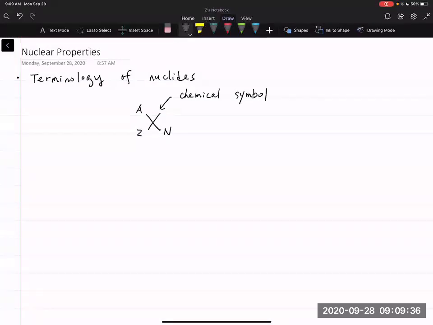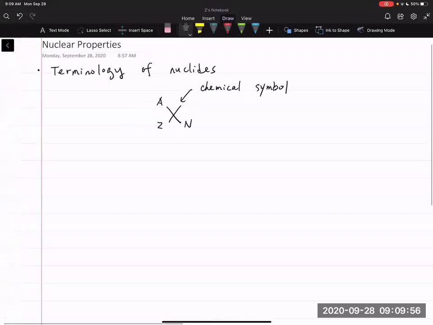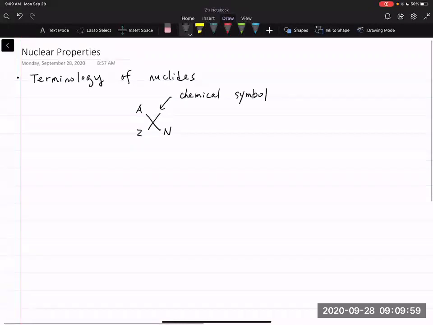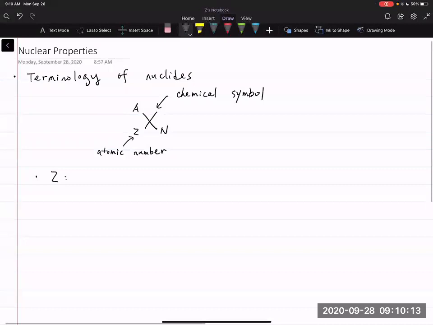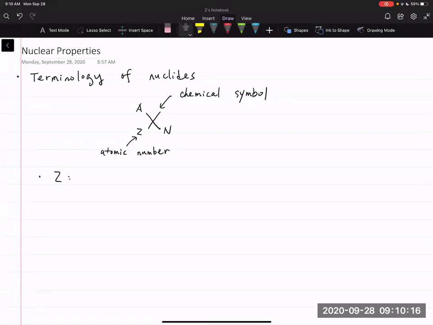So for instance, if we talk about hydrogen, then this X will be H. And if we talk about uranium, then X will be U. So this X is redundant with this Z. What is the Z? Z is the so-called atomic number. So Z is the atomic number, and it's basically the number of protons inside the nucleus.